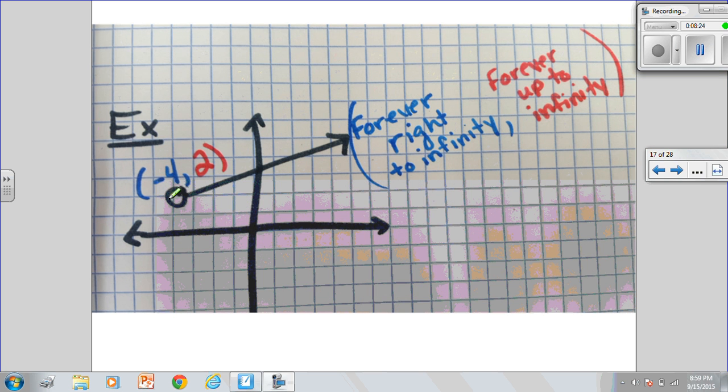Okay, so this point is easy. It's just -4, 1, 2, 3, 4, and up to 1, 2. So this one's easy. Again, I'm keeping my domain, the X value, blue, and my range red.